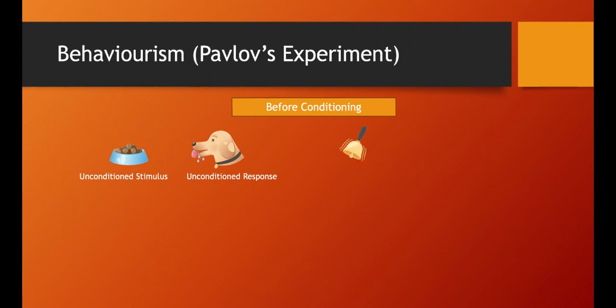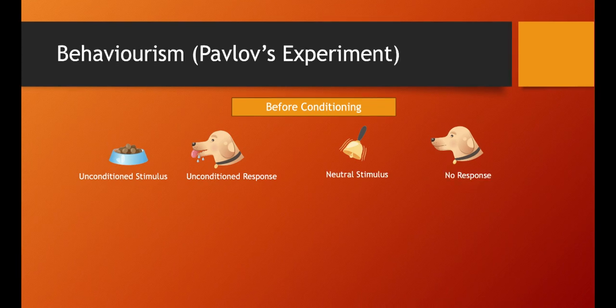But wait, what if you ring a bell? Would the dog salivate? The answer is absolutely not. The saliva is an outcome of food, not the bell. That's why the bell is a neutral stimulus that leads to no response.